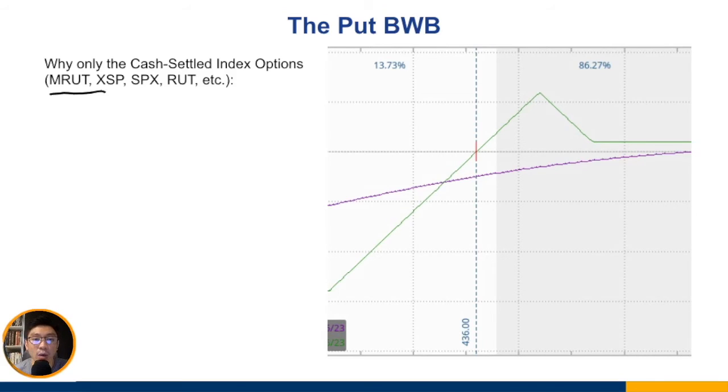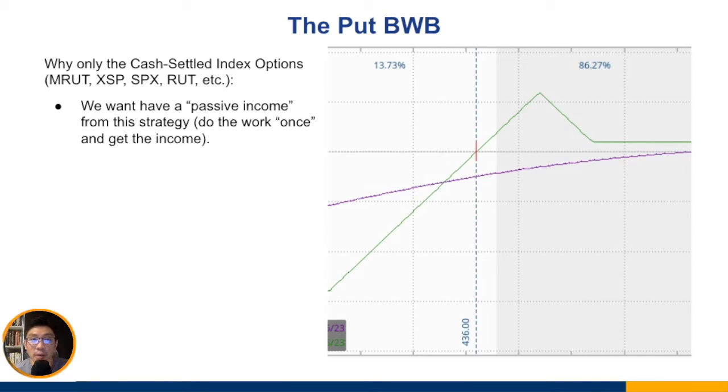So why only the cash settled index option? So the very first reason is because, remember, we want to design a passive income strategy. So passive income just means you want to do the work once, leave it, and then you wait for the income to come, right? So no point for you to put the strategy on and then you always have to monitor it every single day, adjust it. Leave that for the other option strategies.